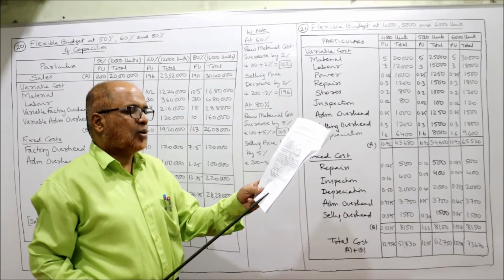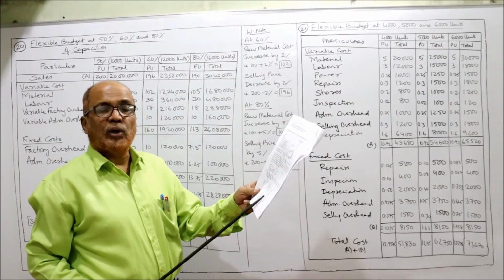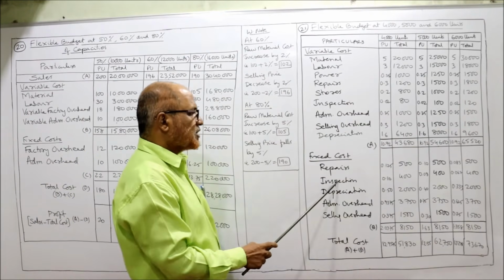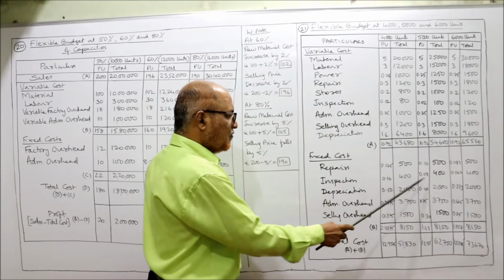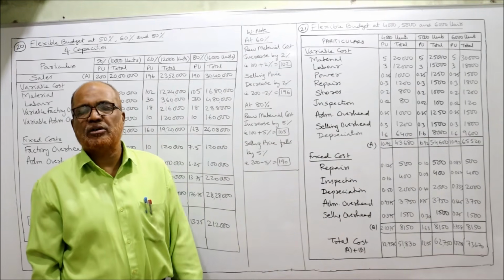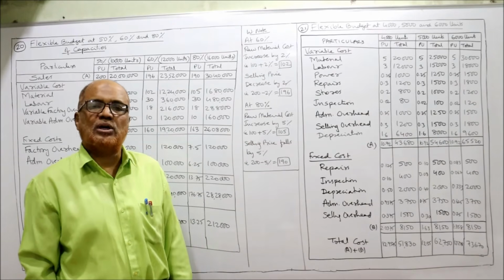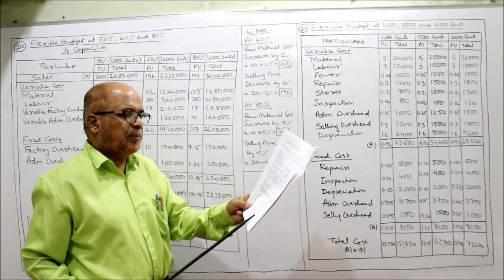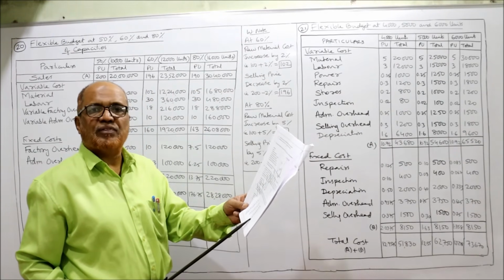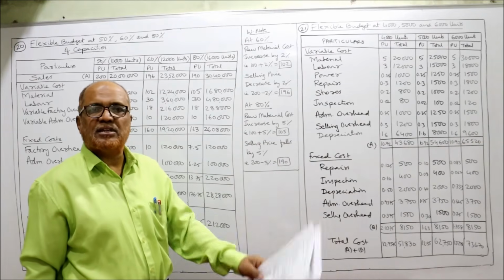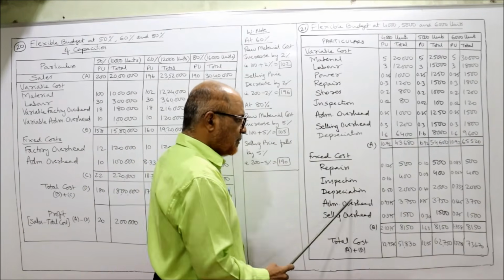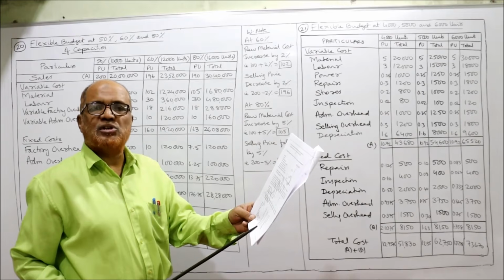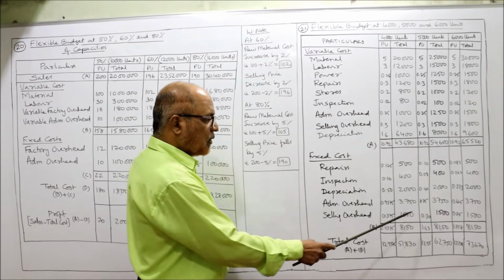Inspection 500, 20% variable. So 80% fixed. So 500 ka 80%, 400. So inspection 400. Depreciation 20% fixed. 10,000 ka 20%, 2,000. 2,000 fixed. So depreciation 2,000. Then administration overhead are 25% variable. So 75% fixed. So 5,000 ka 75%, 3,750. 3,750 administration. Selling overhead are 3,000, 50% fixed, 50% variable. So 1,500. Selling overhead 1,500.